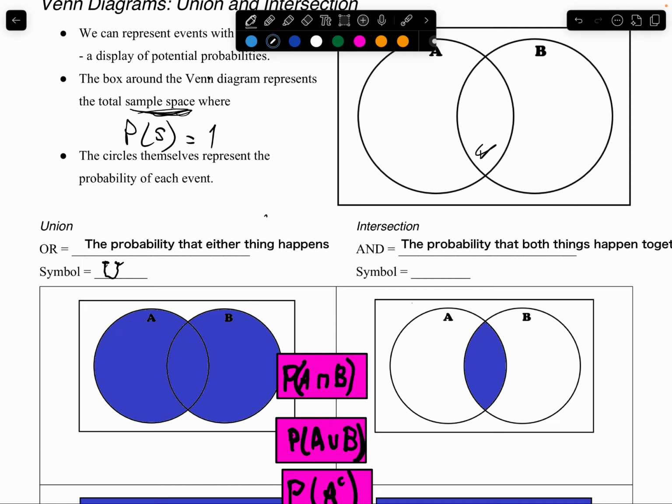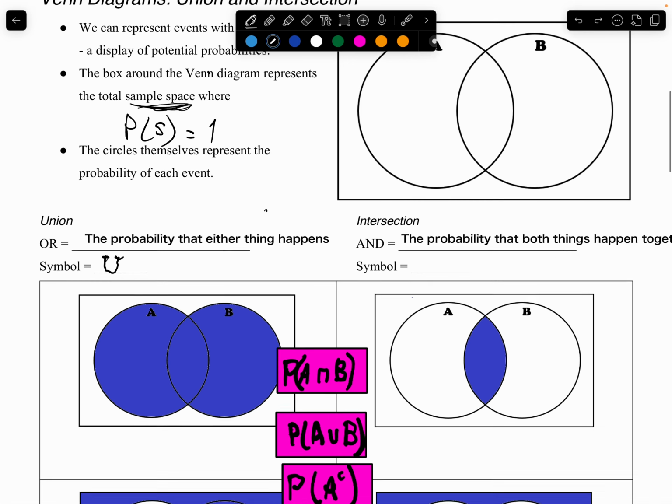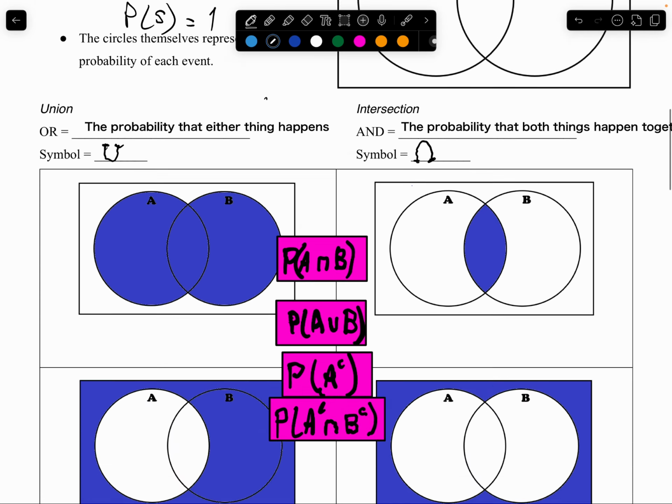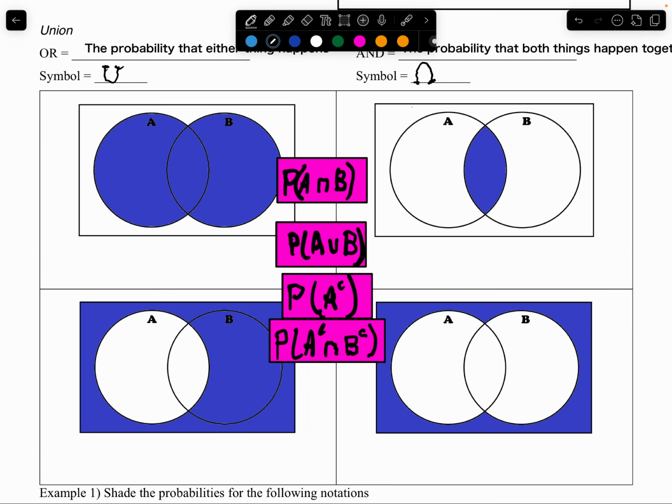And the intersection, the middle part here, is the probability that both things will happen. The symbol for that one is "and." It kind of looks like an A. You could think about it like that, but you don't want that crossbar. So that's the "and."